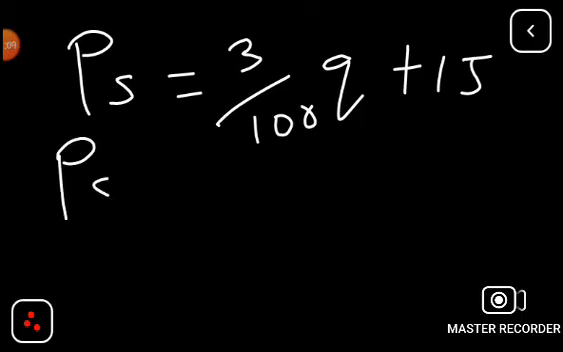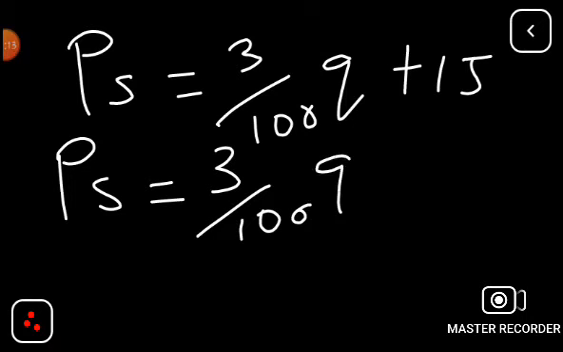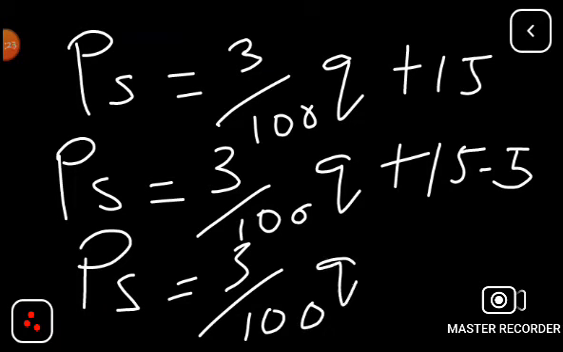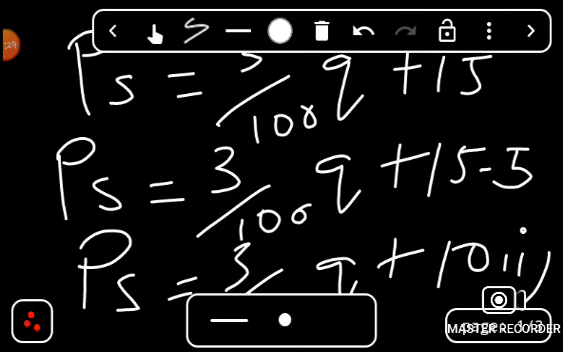So what we shall do is, our new supply function will be 15 minus 5. And our new supply function will be P = 3 over 100 q plus 10. So this will become our new supply function, and that's what we'll use to substitute. So let's find our new price and quantity after subsidy.